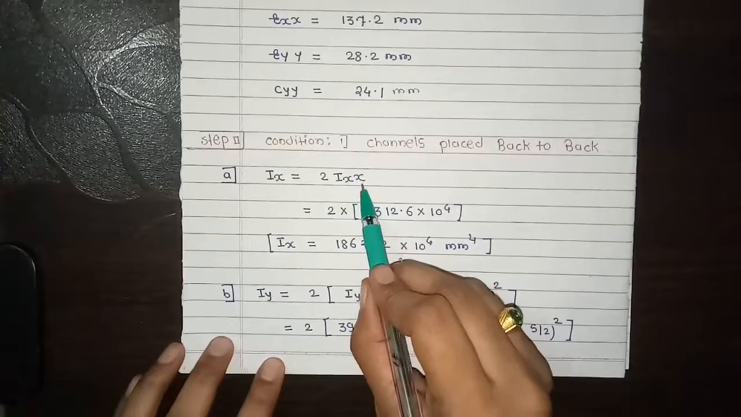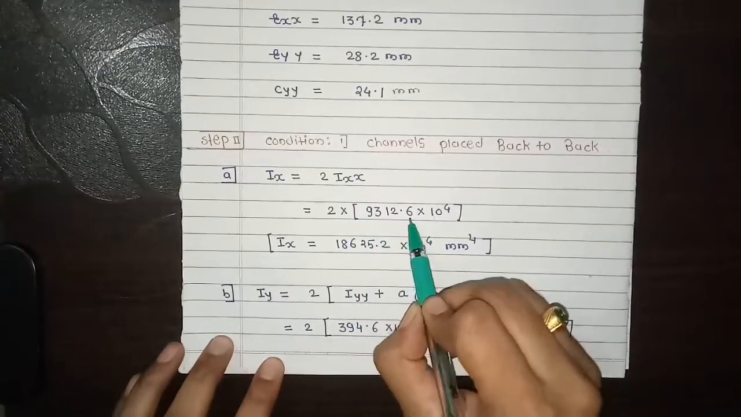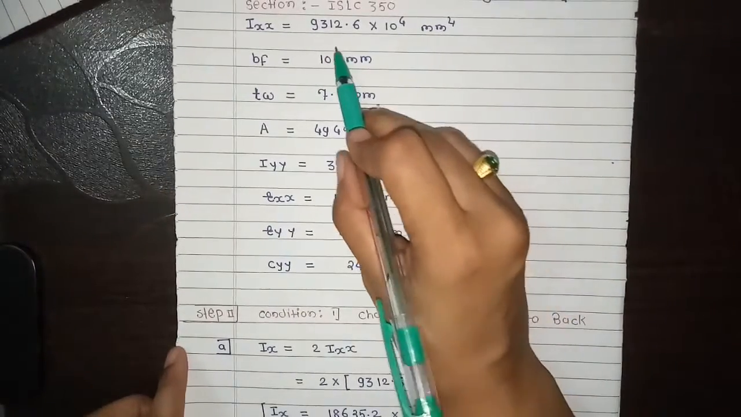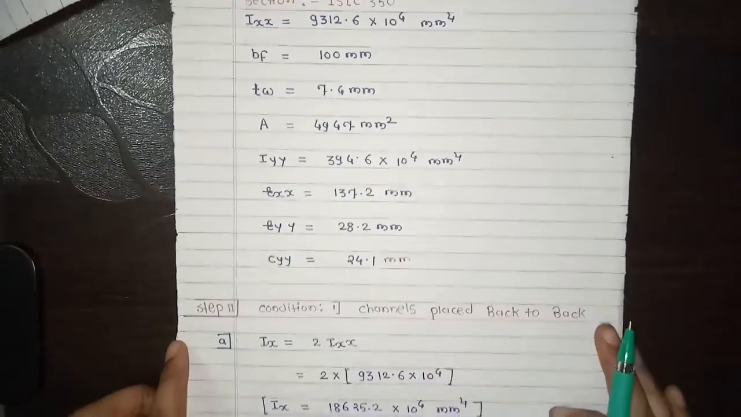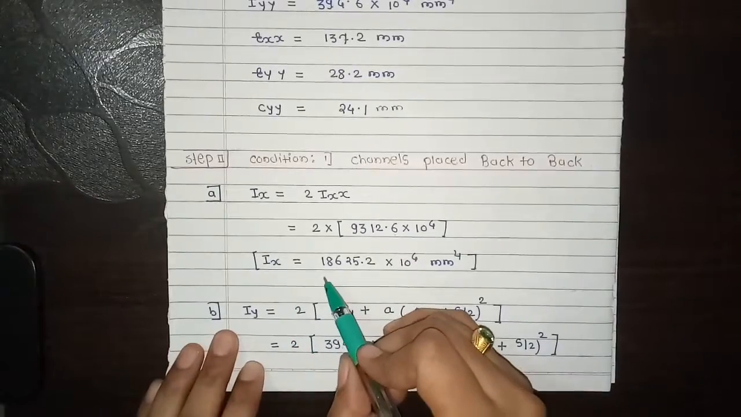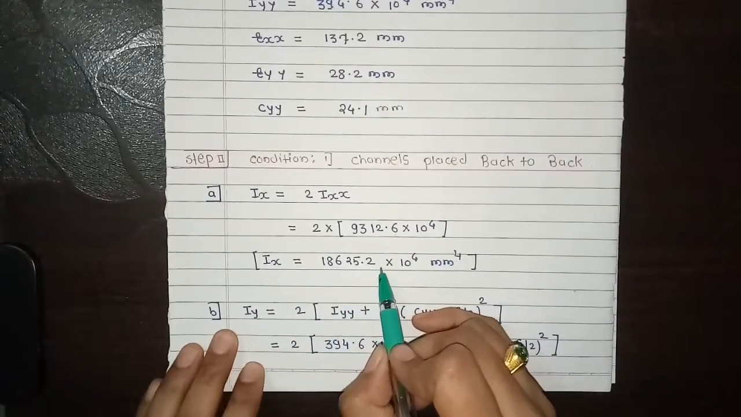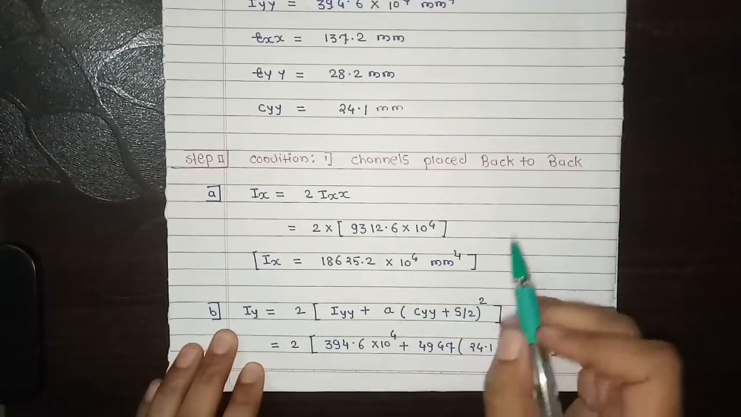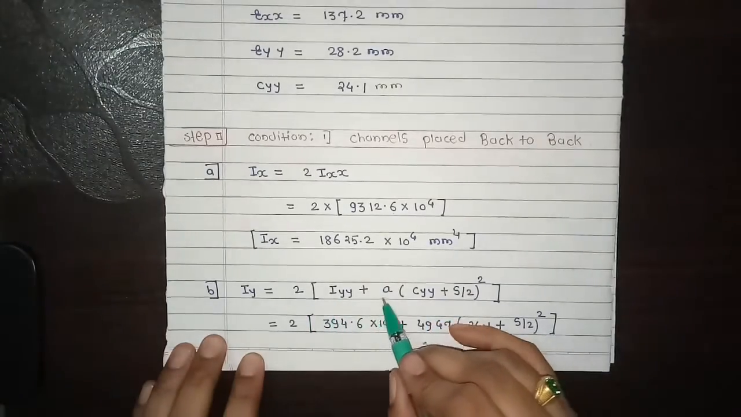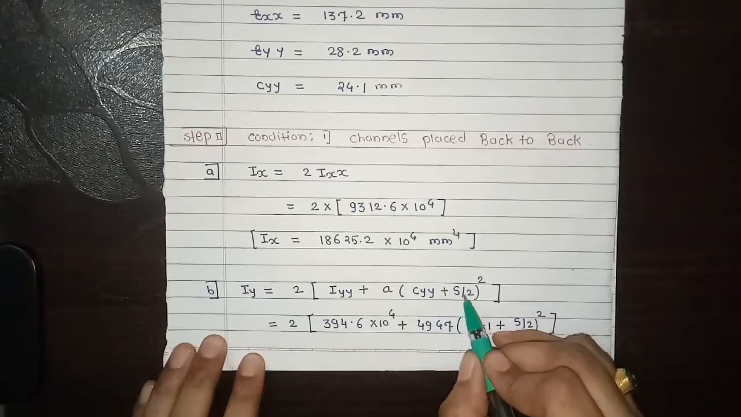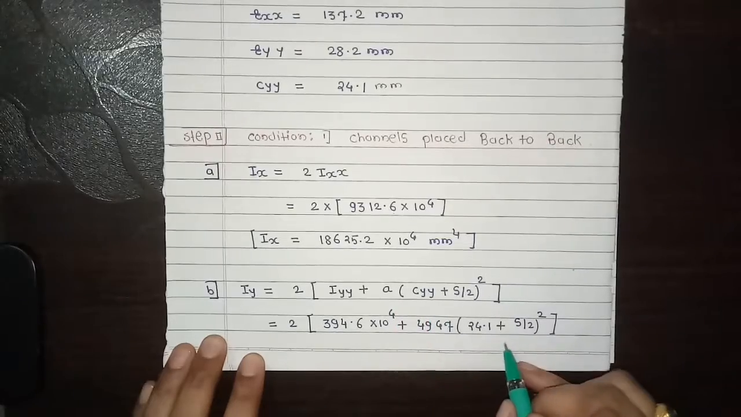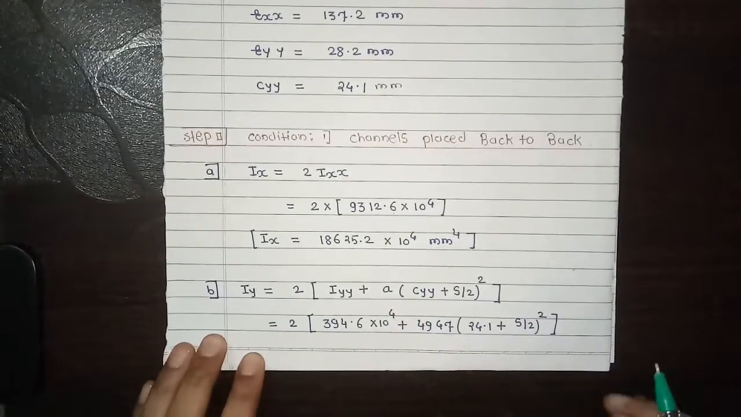So 2 into, what is the value of Ixx? 9312.6 into 10 to the power 4. Then we get Ix is equal to 18625.2 into 10 to the power 4 mm raised to 4. Then the second formula, Iy is equal to 2 in bracket Iyy plus A times Cyy plus h by 2 whole square. Put the value of Iyy, area, Cyy.